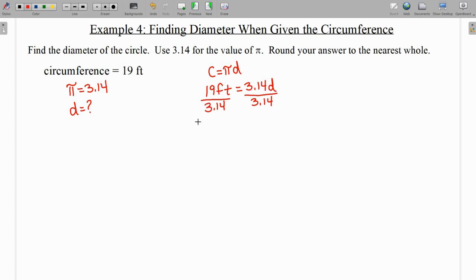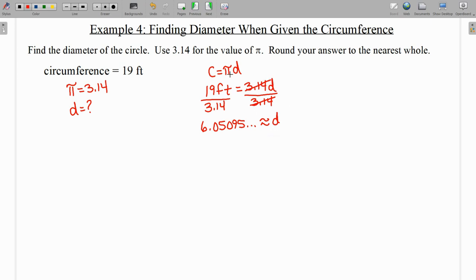And that's going to give us something like 6.05095, and then that number just keeps going on and on and on. And that's going to be what d is approximately equal to, because the 3.14s are going to cancel each other out here when we do this division. And we're only going to be left with that d, or that diameter.